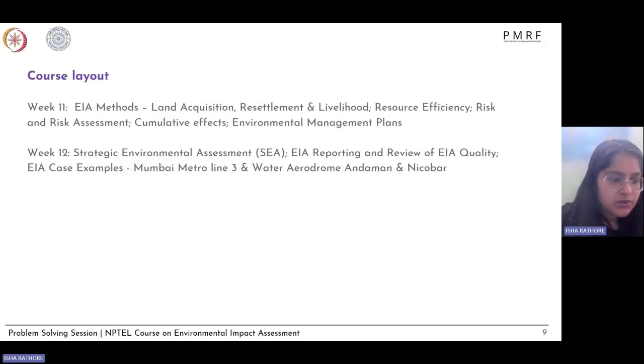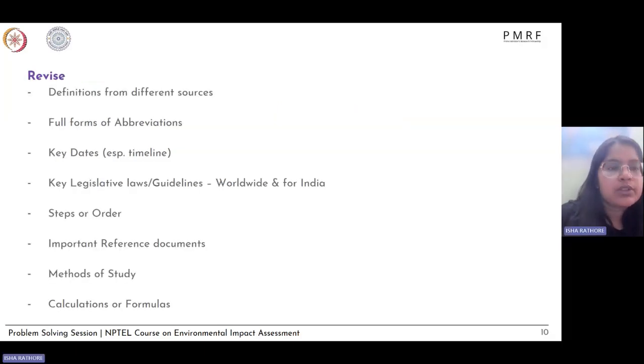Okay, so this is a brief overview of what was discussed throughout the NPTEL course on environmental impact assessment. So a few things which I would advise you to go through when you're going through these modules is to revise the definitions which different sources have cited for the particular term. So different definitions of, let's say, EIA, what is the definition of biodiversity, and all of these other things which have come up in each of these lecture units.